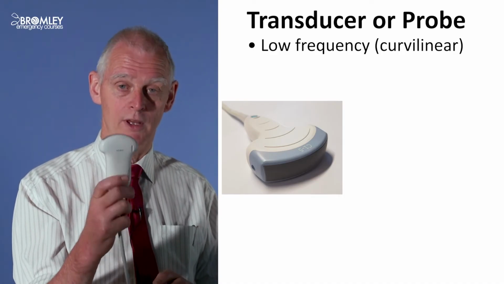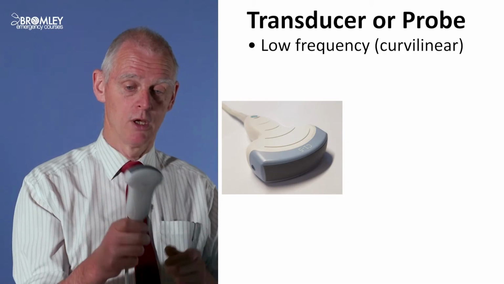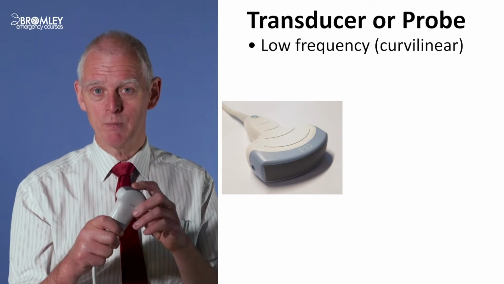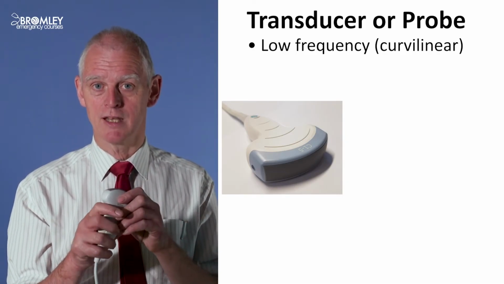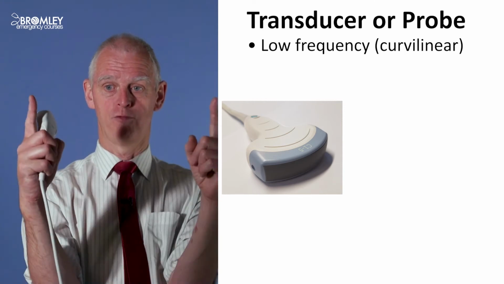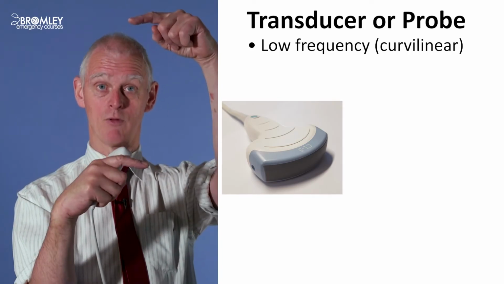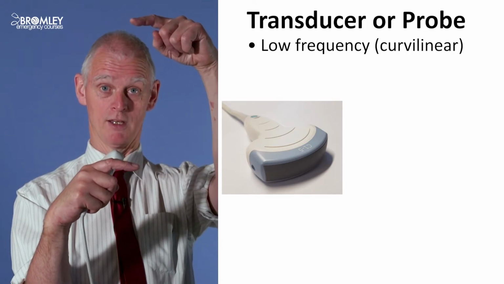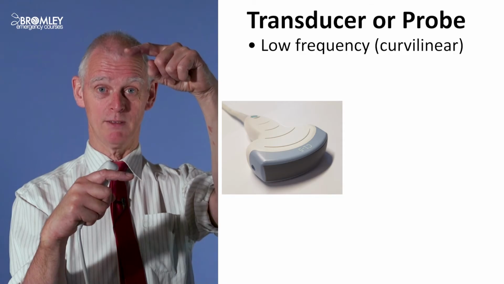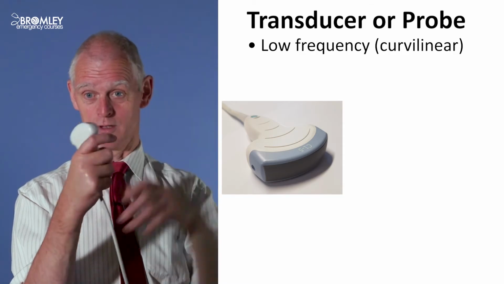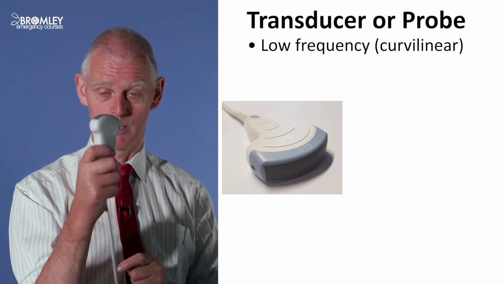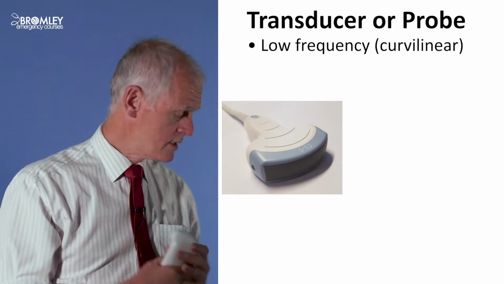So how deep will that go into the human body? Well, generally speaking, about 30 centimeters. Because I still think in old money, that's about a foot. That's about how far it'll go into the human body. So when you've got a British standard abdomen, that's how far into it you can go with your curvilinear probe. Okay. So that's the curvilinear.